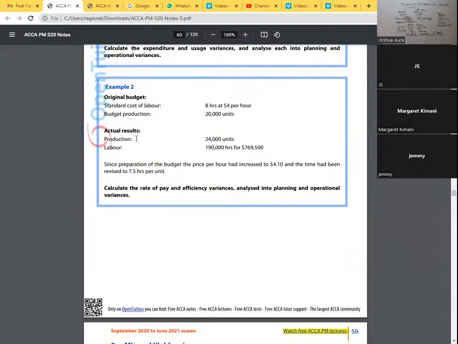So I would want you to try this. It is labor rate and efficiency variance, and I'm interested in the planning and the operational aspects only. Sorry for giving you very many questions today. I'll give you exactly 5 minutes. You try this, and we see whether you'll be able to get labor rate planning and labor rate operational, labor efficiency planning and the labor efficiency operational. Only 5 minutes. Let's compare notes.